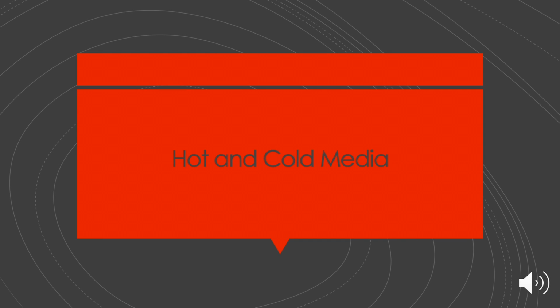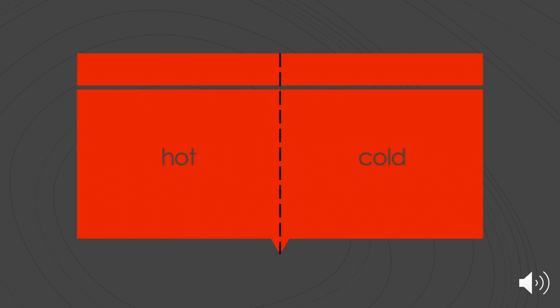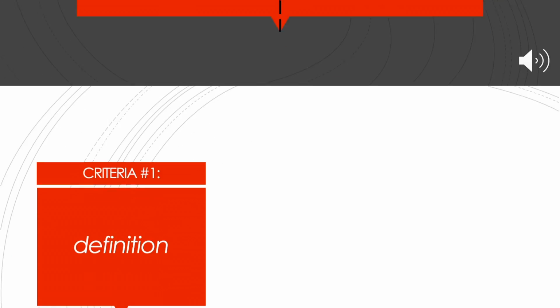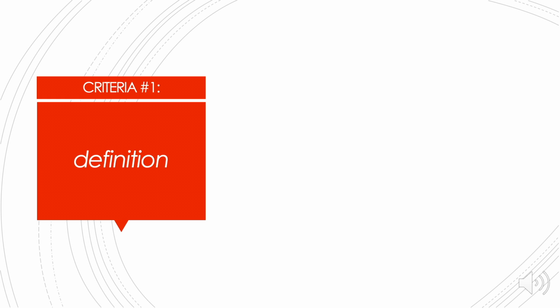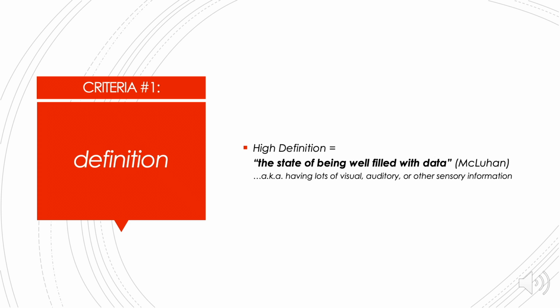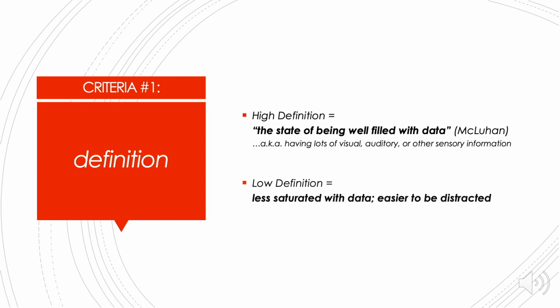Decades ago, a media theorist named Marshall McLuhan asserted that media falls into one of two categories: hot media and cold media. Media belong to these two categories based on two main criteria. The first criterion is known as its definition. McLuhan describes high definition as the state of being well filled with data, which in modern language translates to being saturated with lots of visual, auditory, or other sensory information. Low definition, on the other hand, means that there's less information.